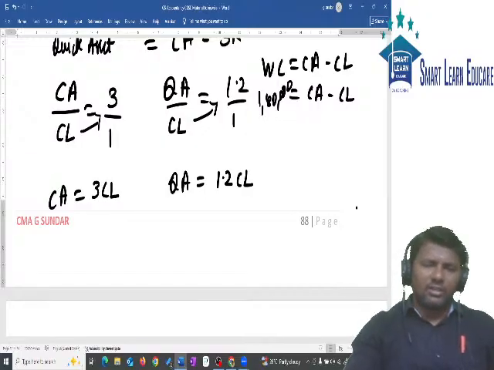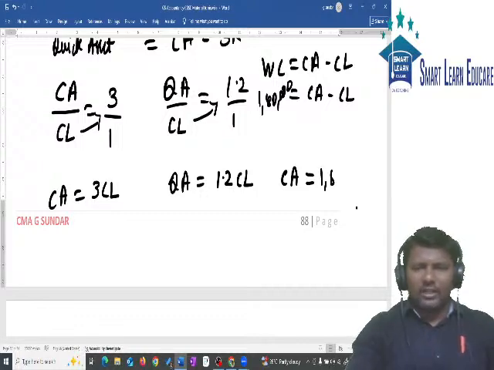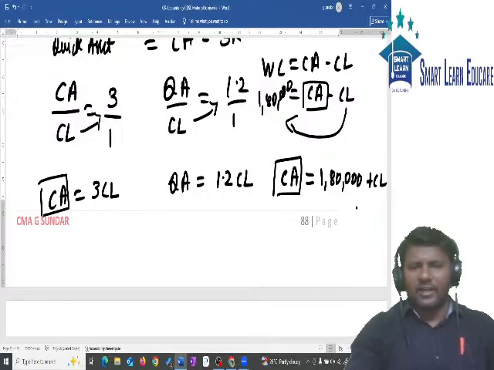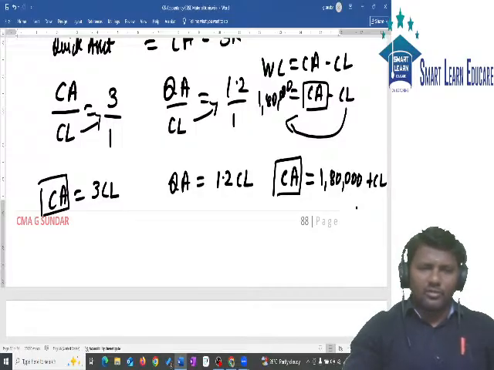Working capital, what is working capital? Now write working capital in terms of current asset. Current asset is equal to 1,80,000 plus current liability. Current asset you keep it here, minus current liability, when it comes this side it will become plus. So it is 1,80,000 plus current liability. So now we have two things in terms of current liability. So current asset is equal to, substitute this current asset with 1,80,000.